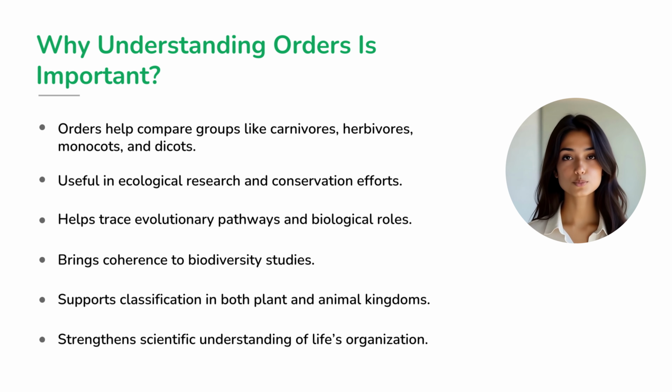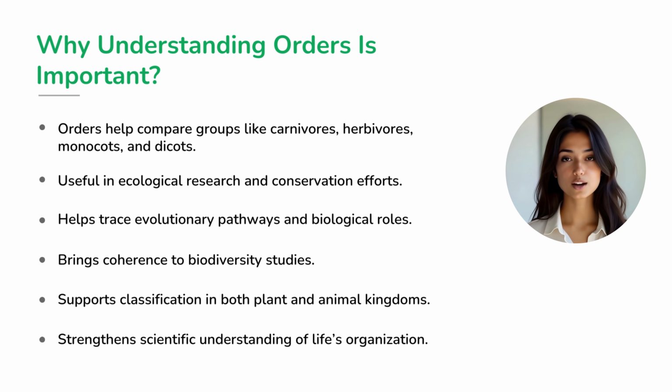Understanding orders goes beyond textbooks. It has real-world importance. It allows biologists to compare functional groups like carnivores versus herbivores or monocots versus dicots across ecosystems. It supports ecological studies, conservation efforts, and evolutionary research.